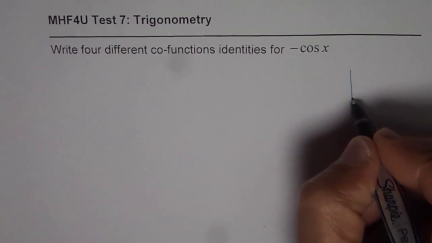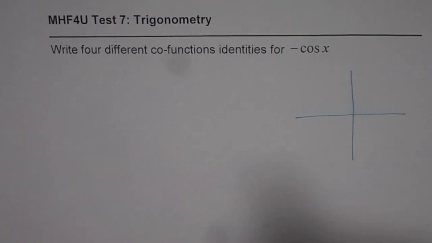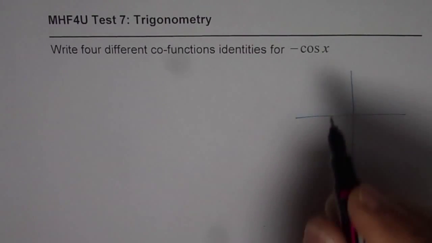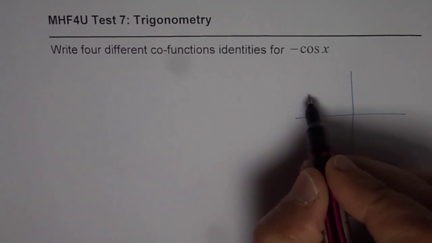So for writing 4 different ones, we could write in terms of cosine and sine. We want negative cos x as our answer basically. So that means if we are using the cosine function, then we get negative values in quadrant 2 and 3, right?